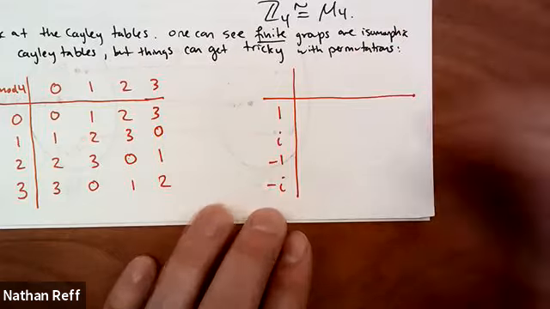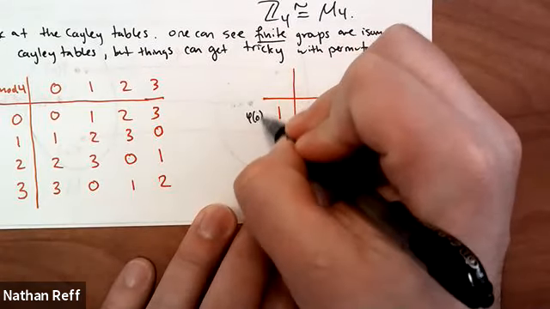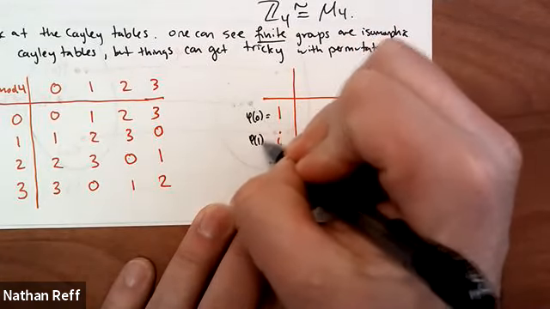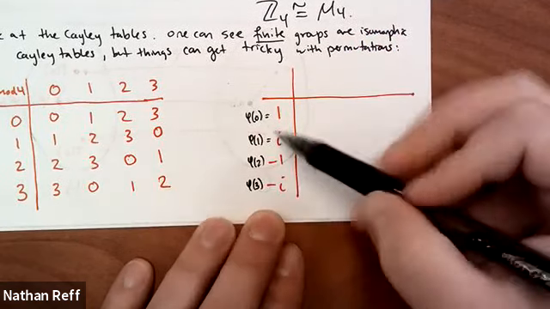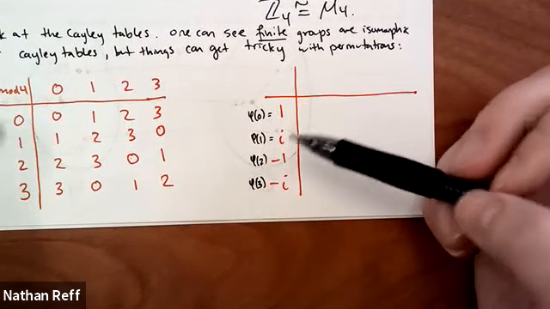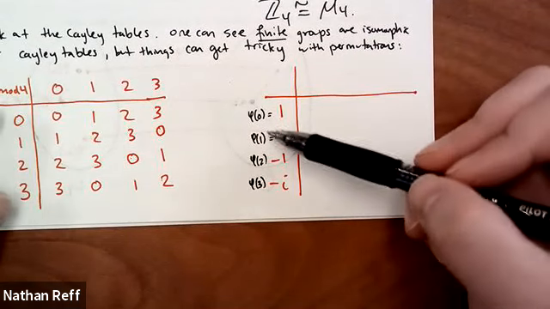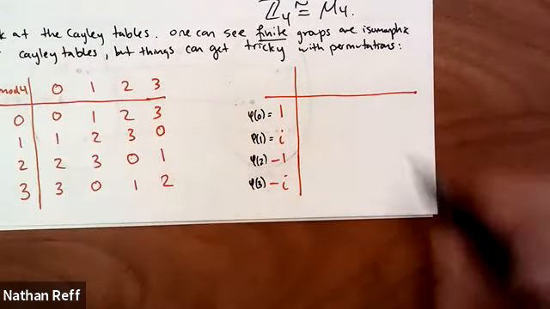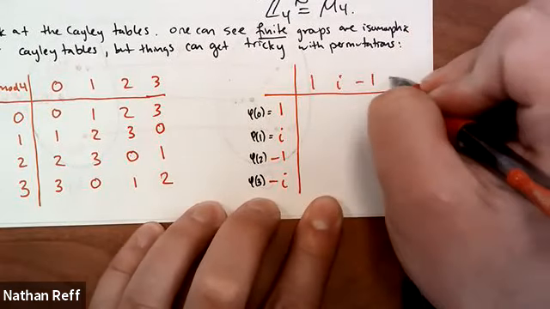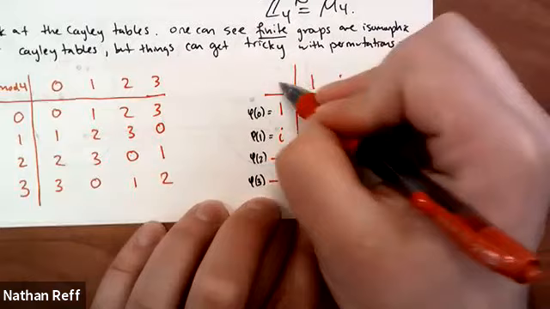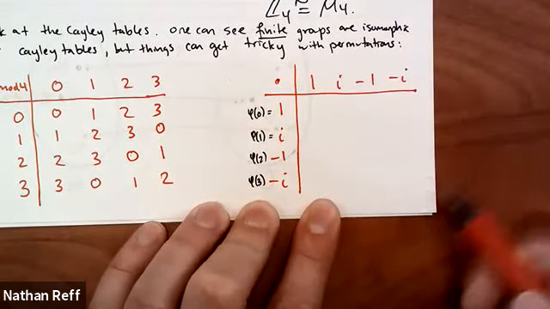So you see, this is phi of 0, this is phi of 1, this is phi of 2, this is phi of 3. And the reason we care about that is we chose the ordering 0, 1, 2, 3. So we want to preserve that ordering here. Okay? So I have 1, i, minus 1, minus i. And over here, it's just multiplication. So all I've got to do is just fill this up.